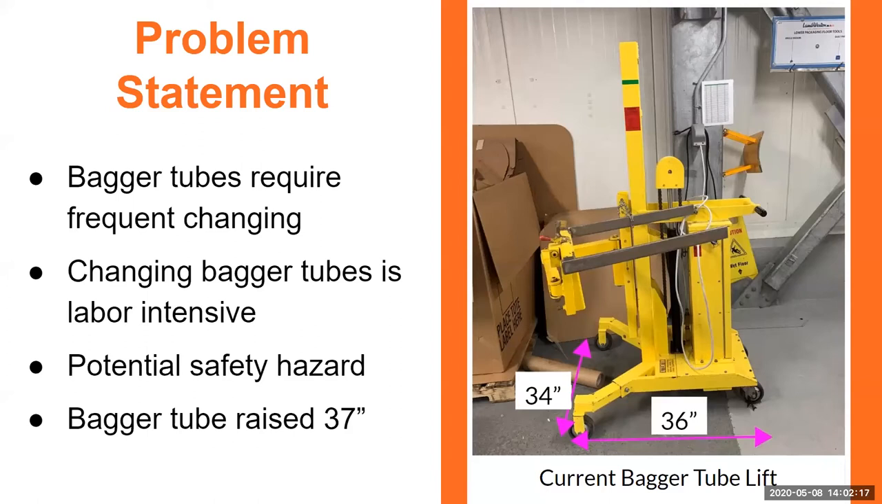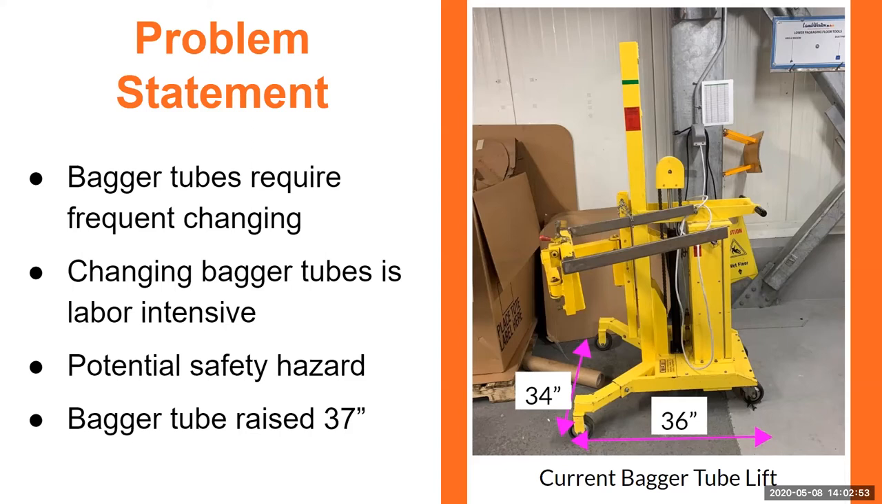Lamb Weston approached our team with a problem. Their current method of changing the bagger tubes was slow and unsafe. The bagger tubes require frequent changing and can prove to be very labor intensive. Changing tubes by hand also imposes safety hazards, not only from overhanging weight, but from the sharp edges that tend to form after the bag material has run for quite some time. Our team came up with a solution to take the human physical factor out by designing a machine to raise the tube 37 inches into its proper positioning. Pictured on the right-hand side is Lamb Weston's current lift.